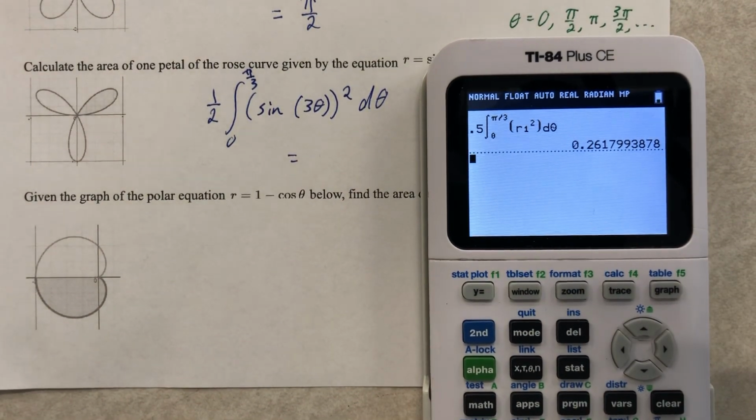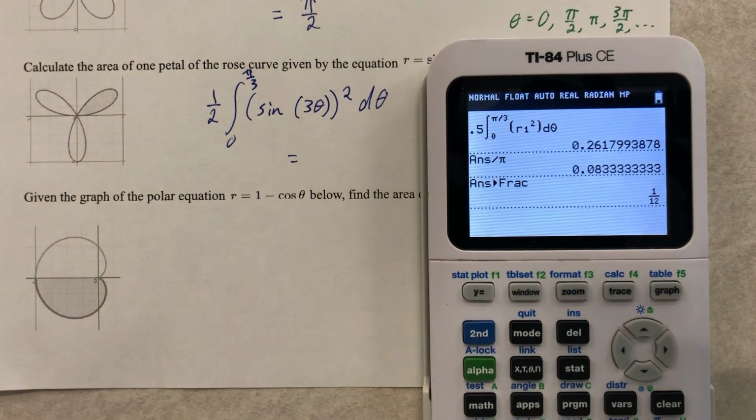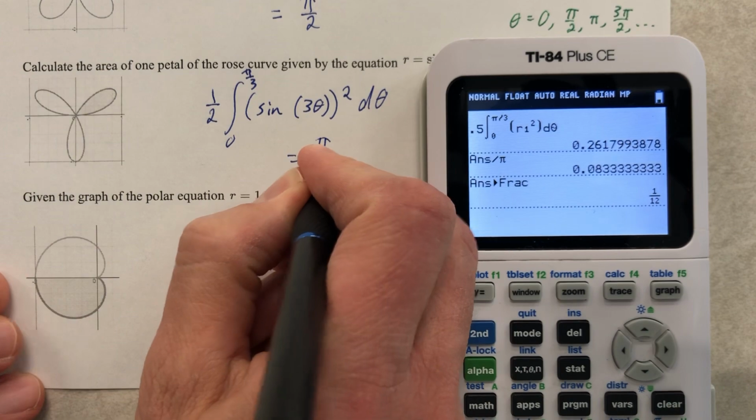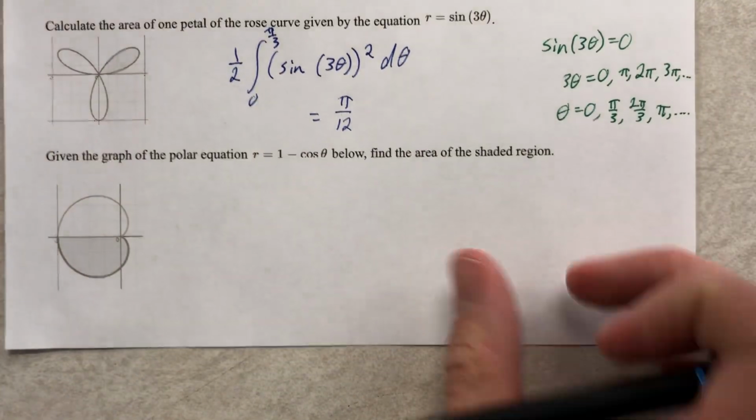I happen to know. So here's what I'm going to do, actually. I'm going to divide that answer by pi, and I get this, which is 1/12. So if you really want to know, I calculated this slightly different this time. This is really pi over 12. Fun, isn't it?